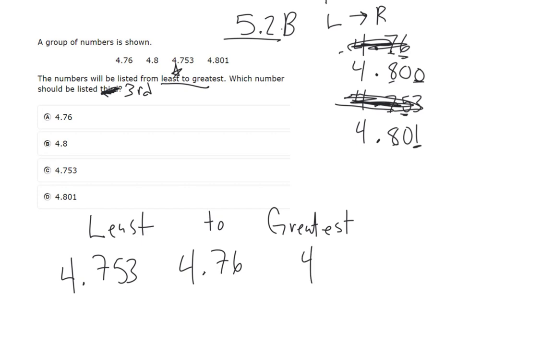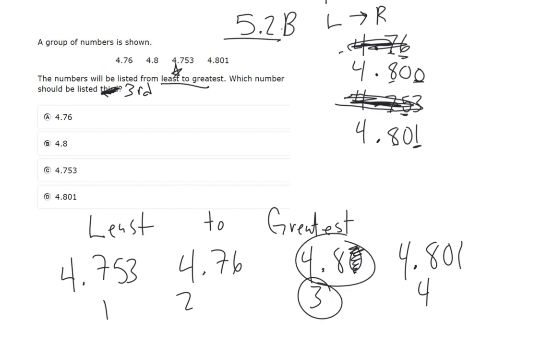So let's go ahead and write down 4 and 8. Technically, I think it's only 8 tenths, so I'll go ahead and erase that. And then I'll do 4 and 801 thousandths. So now, 1, 2, 3, 4. Which one would be third? This one right here. My answer would be 4 and 8 tenths. That would be my number.